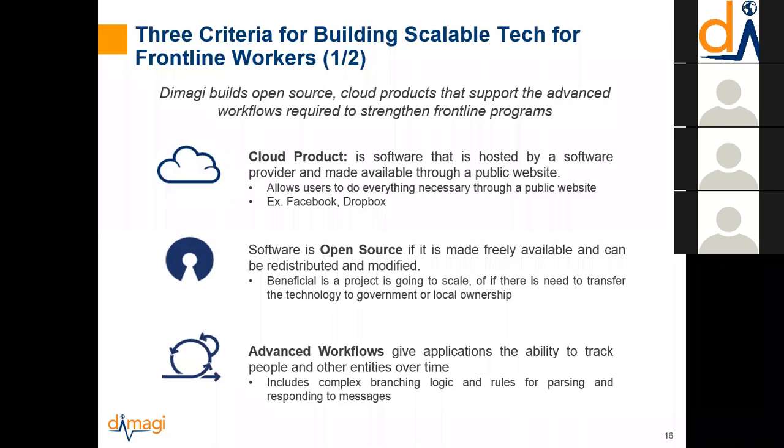The software is open source, and that means that it is made freely available and can be redistributed and modified. So if you have software developers available on your team, this makes it easier to transfer the technology to government or local ownership. It's easier for you to set up your own server in country if that's something that you need to do. So really, this is a benefit for projects going to scale. So if you're just running a pilot of 50 users or less, the cloud product makes it really easy for you to just kind of go on and get started. And then as you're talking to governments or local ownership, open source is a really important concept to have there. And then for advanced workflows, this gives the applications the ability to track people and other entities over time.